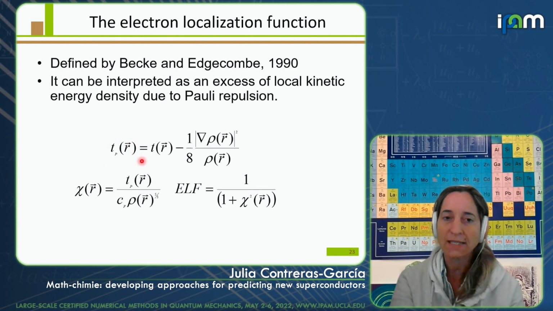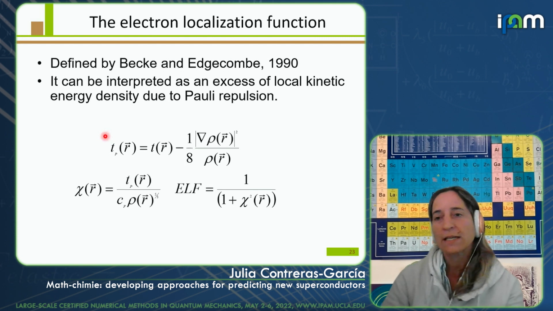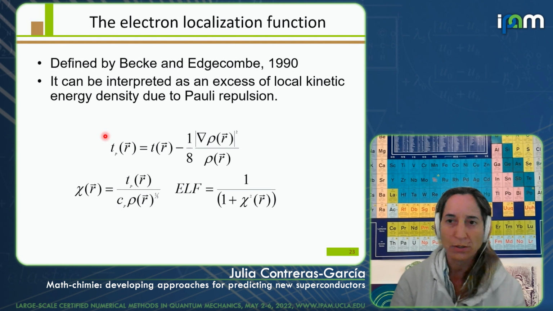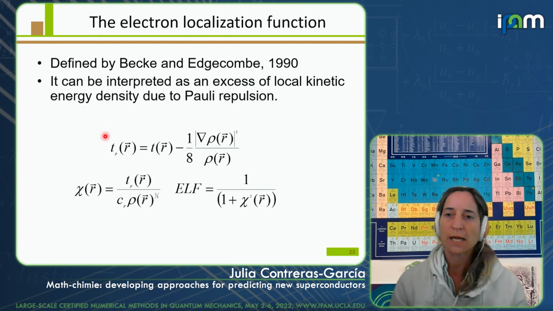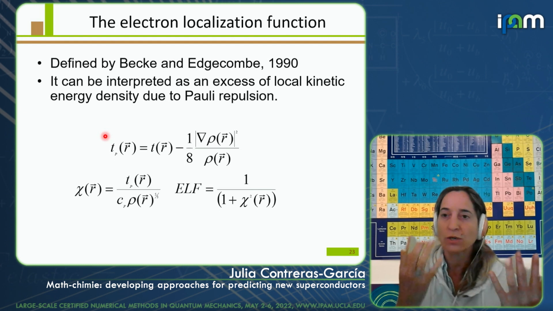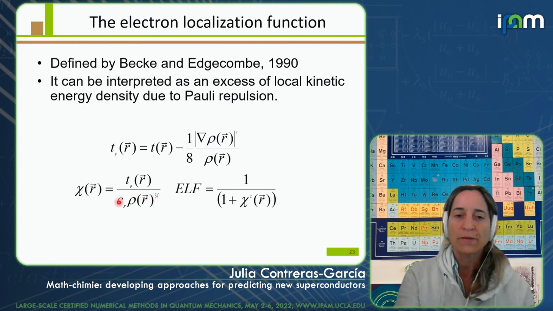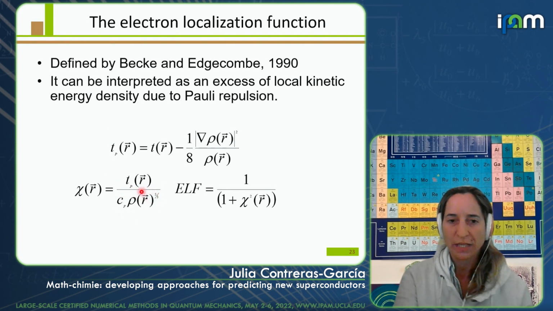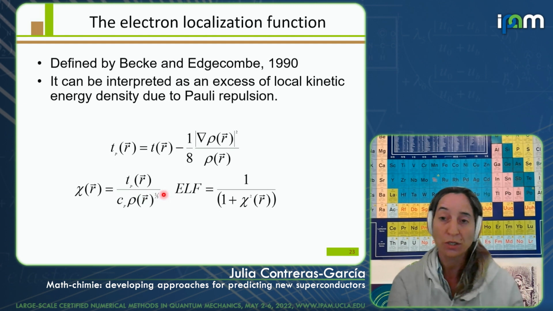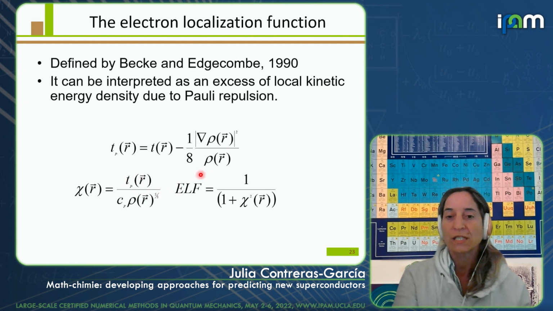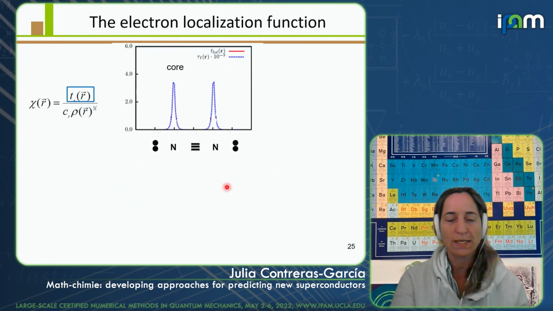Now, these kinetic energy densities, obviously electrons will be faster if the electron density is higher. Kinetic energy densities depend on the electron density, and this would not allow us to see what is happening in the valence because the core has a much higher electron density. So what we do is we divide by the first term in the expansion of the kinetic energy density, which is the homogeneous electron gas. And from there, we just map it so that the electron localization function, as it is called, will run from 0 to 1. So let me show you one example.